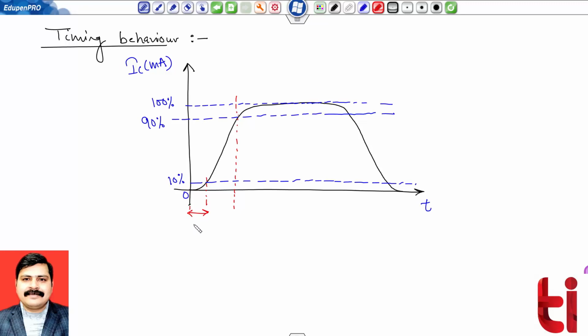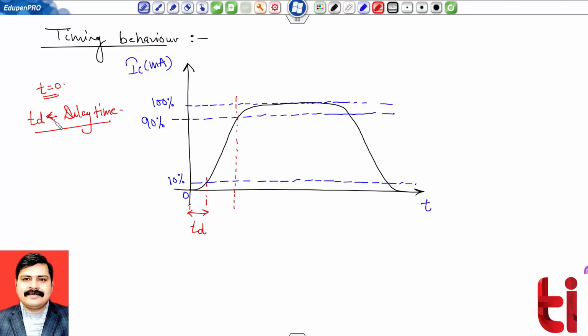0 to 10%. So this is termed as TD, and TD is my delay time. Suppose at time t equals 0, there is a transition. My transistor is on actually. So it is the delay time which is responding from one state to another state.